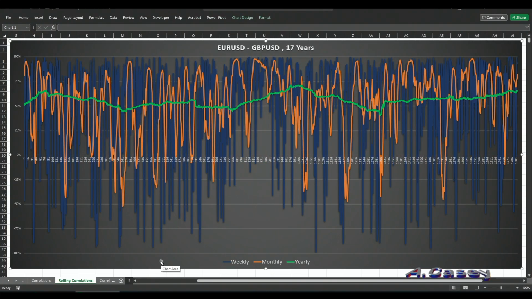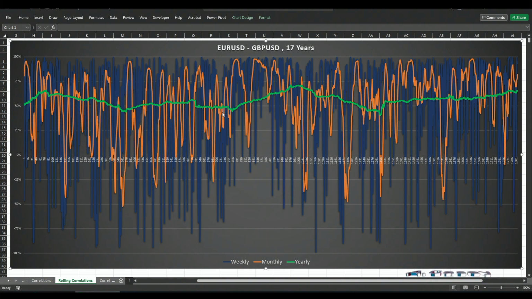Now, the chart that I just showed you is calculating the correlation over the past 17 years. So that's a long period of time, and it's also showing us one number. As I told you, correlation changes over time, so you need to see the rolling correlation over time. So this is the rolling correlation between the Euro US dollar and the British pound US dollar, over 17 years. The green line is the yearly correlation, the orange line is the monthly correlation, and the blue line is the weekly correlation. And you can see how schizophrenic that is.